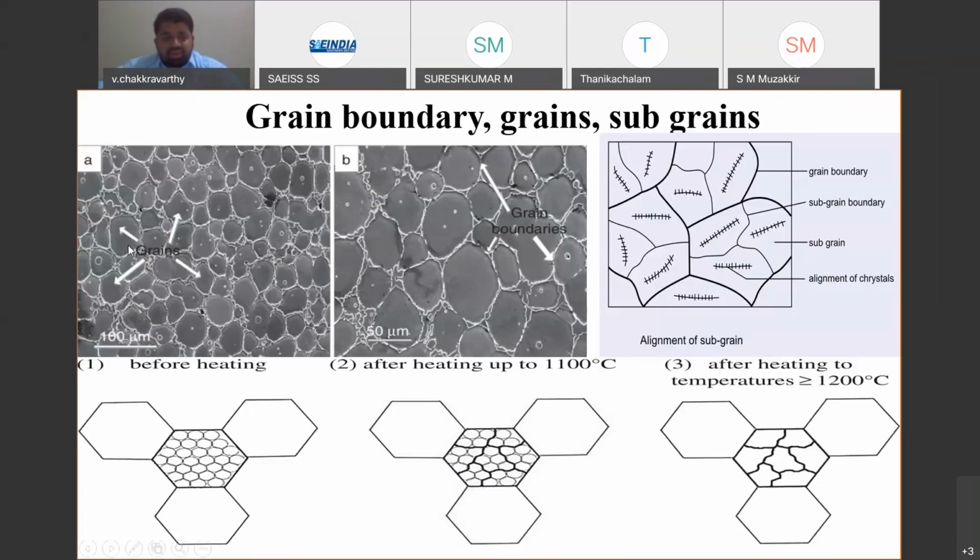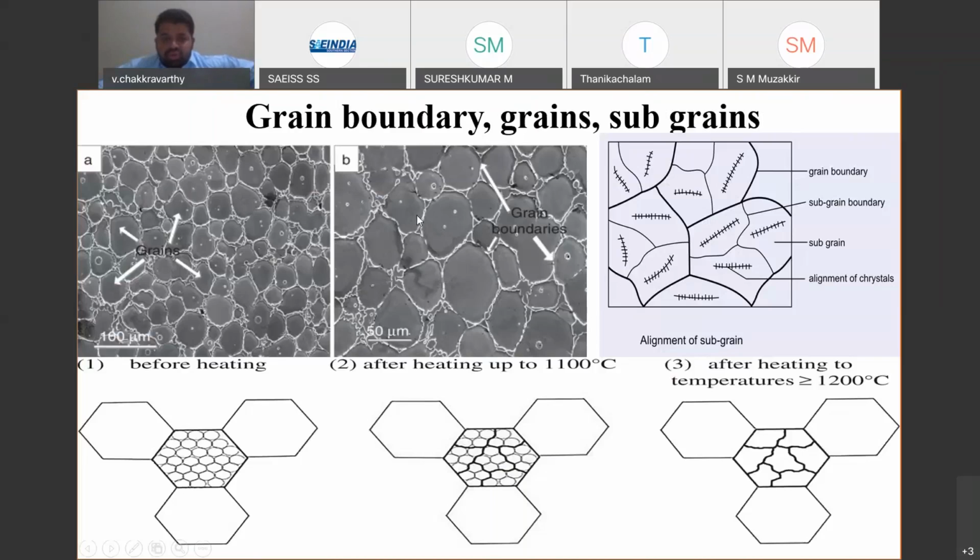So this grain boundary is the one which is very thick in nature. Okay, so generally where does the corrosion exactly happen? First, we should be knowing that. The corrosion generally happens only in the grain boundaries first of all. Then it will penetrate inside the grains. Then it will penetrate inside the subgrains.